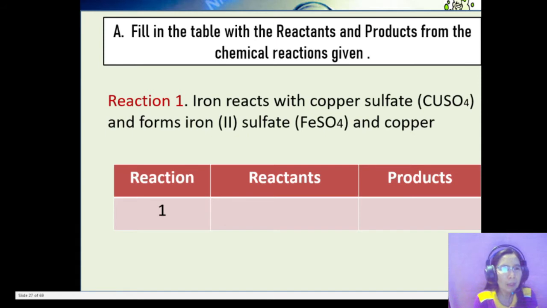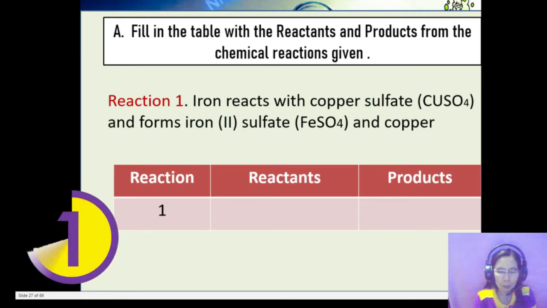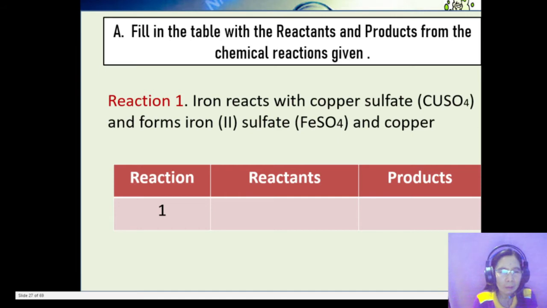With that chemical reaction, what do you think are the reactants? And how about the products? You'll be given 2 seconds to answer. Prepare your paper and your ball pen and try to answer the reactants and products in reaction number 1. 2 seconds is over. Let's check your answers.